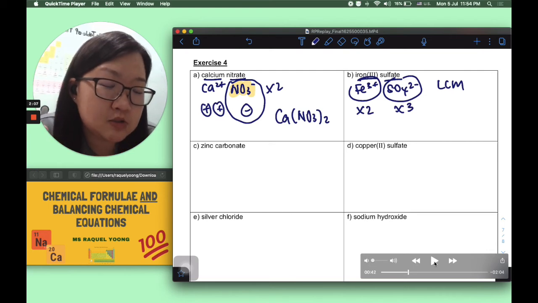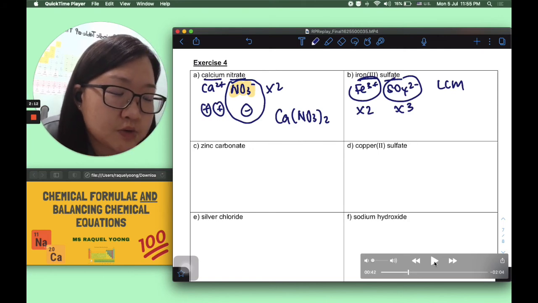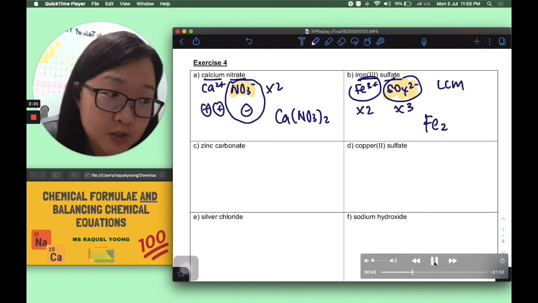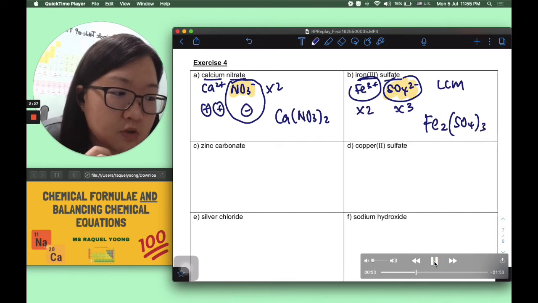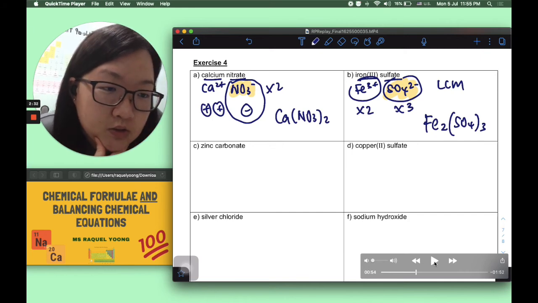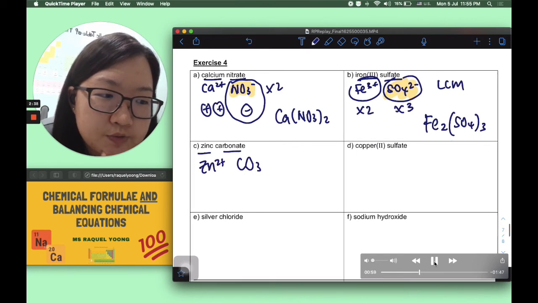So 6 plus, 6 minus, you cancel them out. Therefore, your final chemical formula is Fe2. Okay, and then again, taking note that sulfate is polyatomic. Remember to use your bracket. So bracket SO4, close bracket 3. So that is your formula for iron 3 sulfate. Okay. Part C, zinc carbonate. Zinc is Zn2 plus, carbonate is CO3 2 minus.